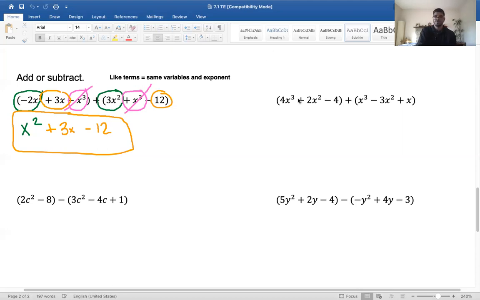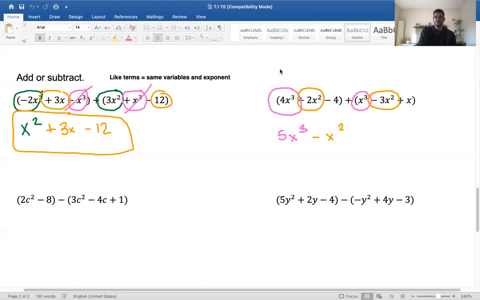Okay. Take a look at the next one. Again, if I look here, this first time I got 4x cubed, and I'm adding another x cubed to make a total of 5x cubed. Okay. Now take a look at the next term. We have a positive 2x squared. But here we're minusing 3x squared. So again, just keep track of your positives and negatives to make a negative x squared.